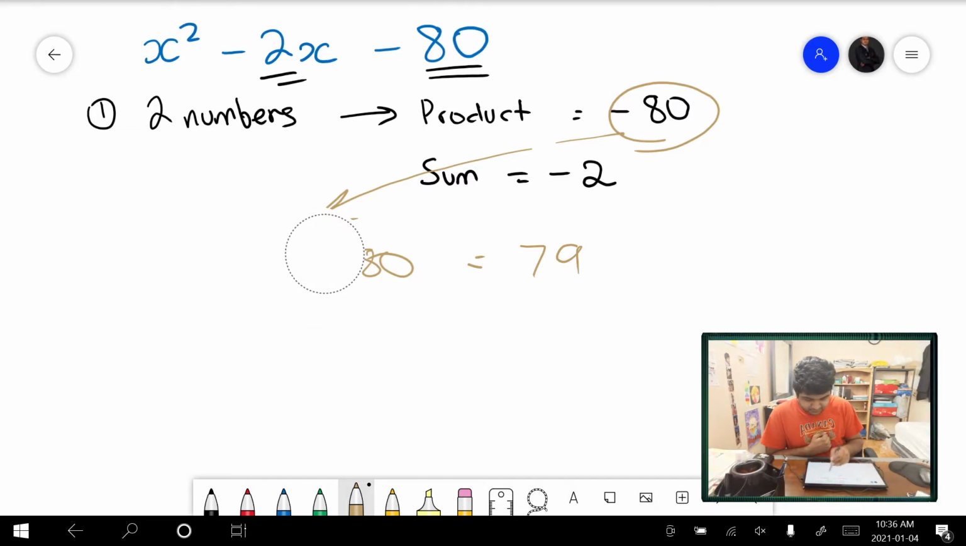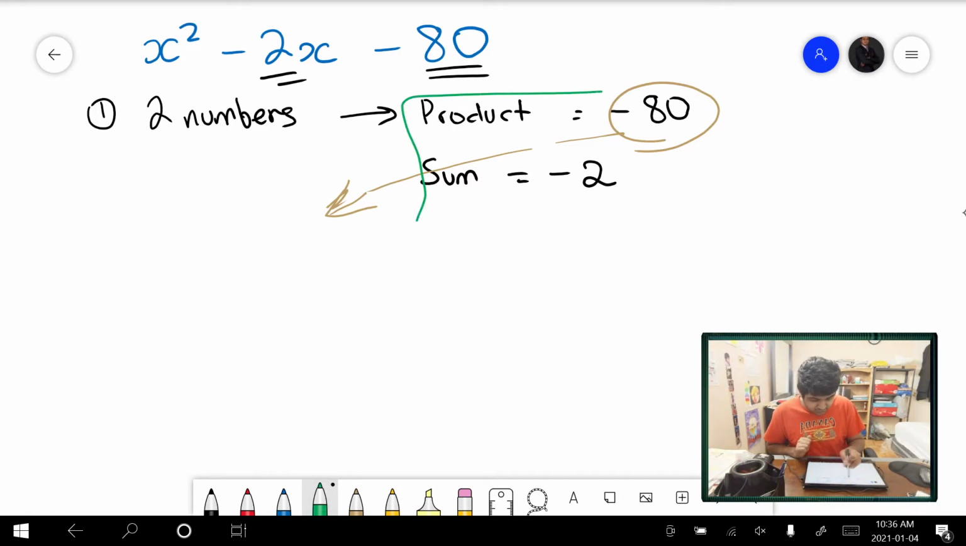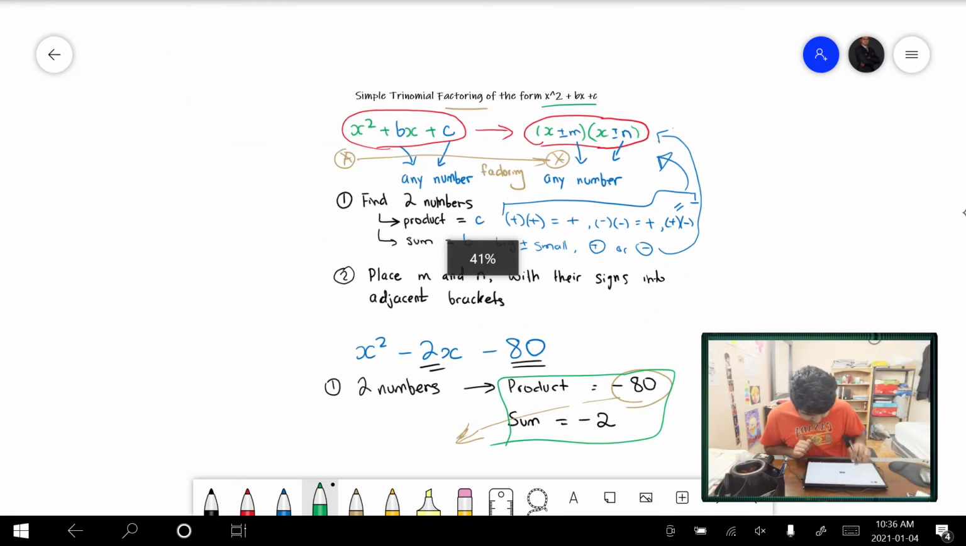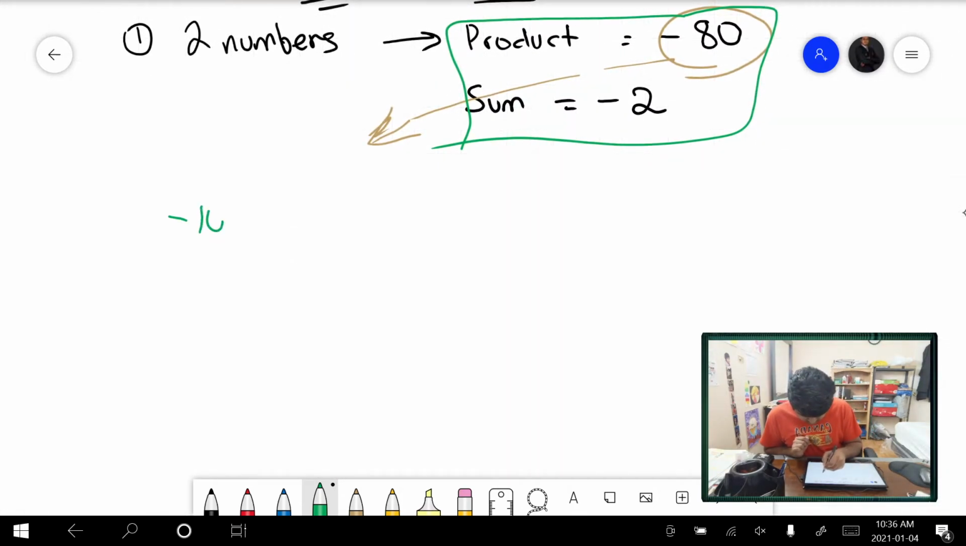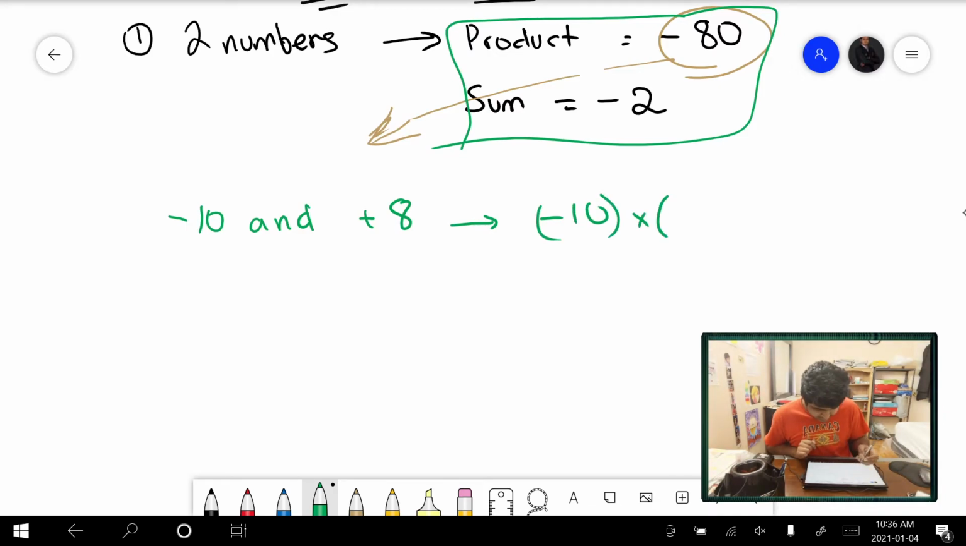So this is not going to work. And you go through this process, you repeat it a couple of times, and we can come across two numbers that do satisfy this criteria right here. The two numbers are negative 10 and positive 8, right? Because if we do negative 10 multiplied by positive 8, we get negative 80, which is the same value as up here.